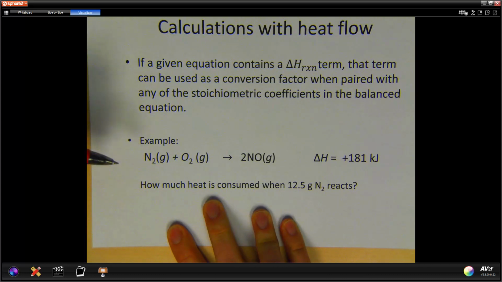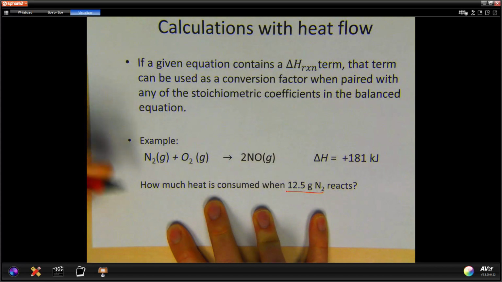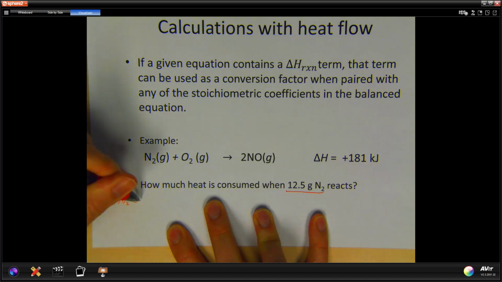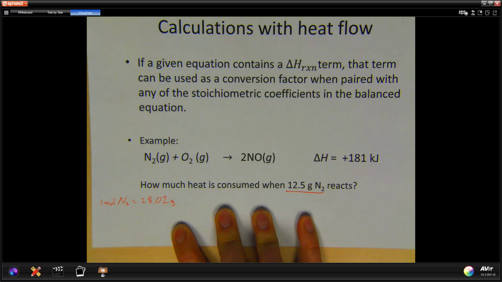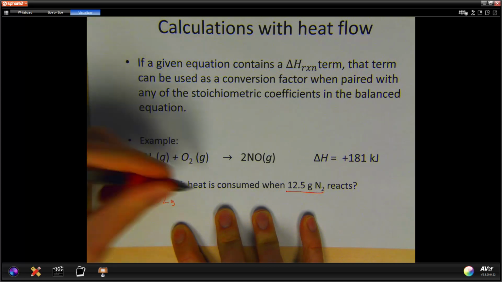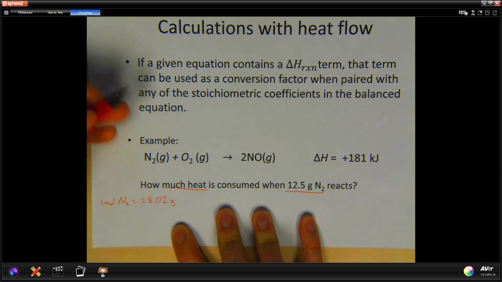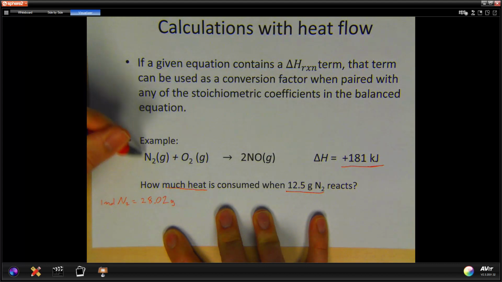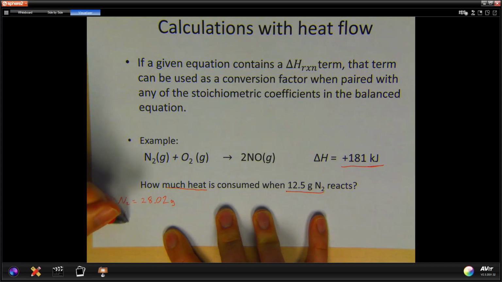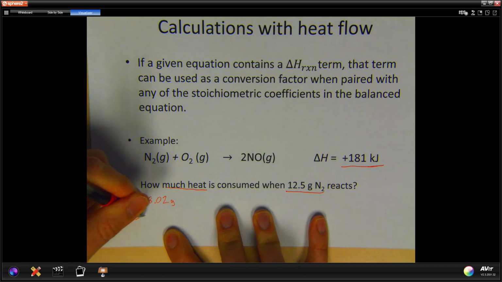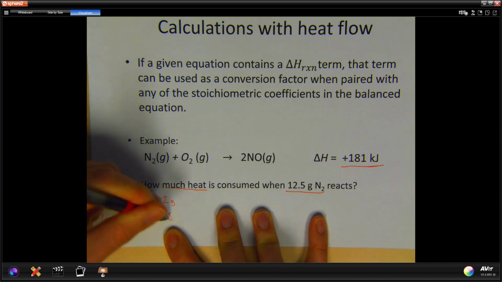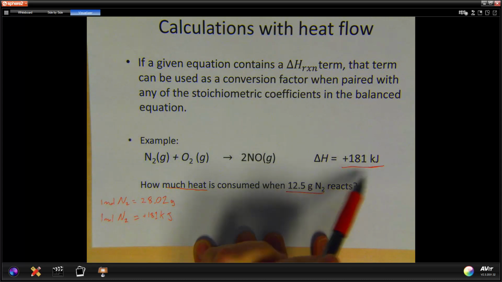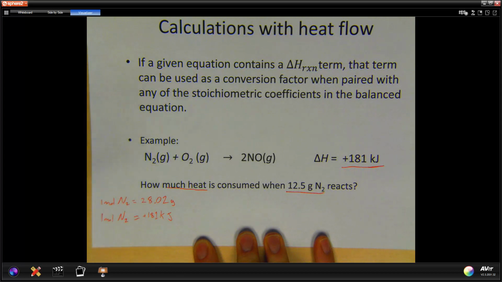Okay, so let's write down some information. We're given grams of N2, so we might need to know some things about N2. So we know that 1 mole of N2 is equal to 28.02 grams. Okay, so that's a calculation you can do from the periodic table. The other thing we know is, well, we're looking for how much heat. The other thing we would need for that is this information. So we can say if we look at the balanced equation, we have 1 mole of N2 in the balanced equation. So we can say 1 mole N2 is equal to 181 kilojoules, because this is equal to any of the coefficients. If we were looking at NO, we would use a 2. We're using a 1 because we're looking at N2.